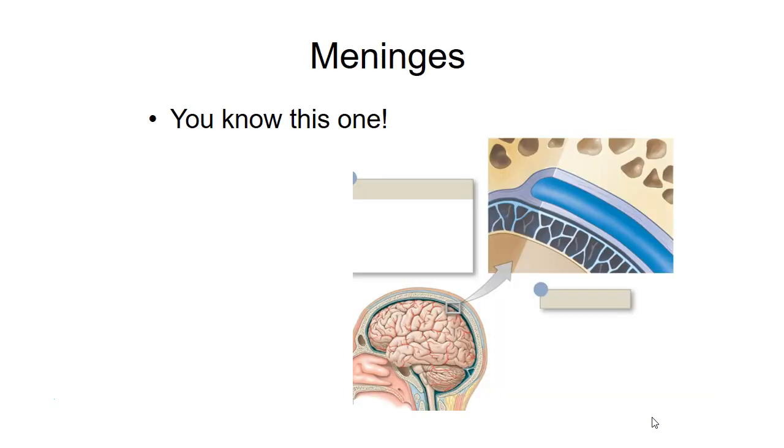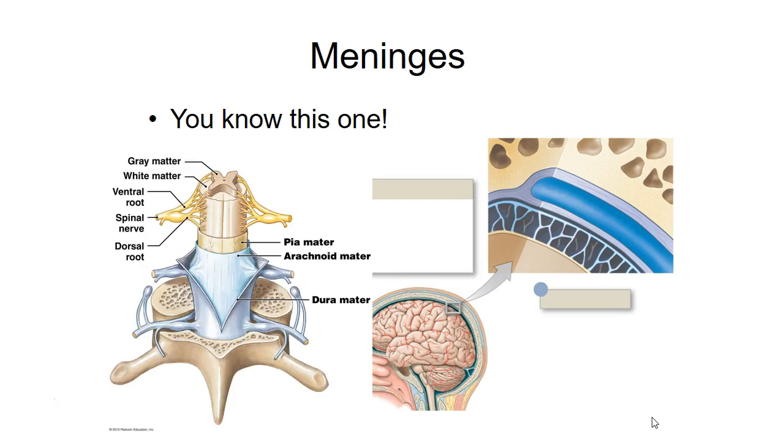All right, so meninges, yeah, you guys definitely know this one, right? So remember with the spinal cord, we have the dura mater, the arachnoid mater, and the pia mater. Remember the arachnoid mater gets its name because it's got these fibrils that are reaching down towards the pia mater, and there's a space underneath the arachnoid mater. Anybody remember the name of the space?